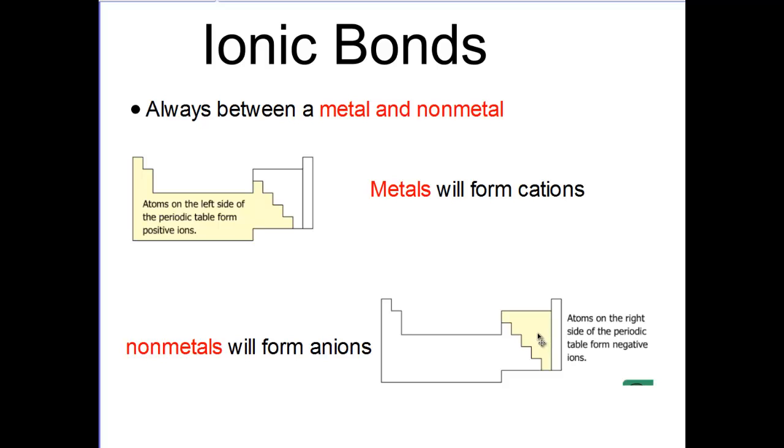Because metals have between 1 and 3 valence electrons, it's much easier for them to lose those 1 to 3 valence electrons than it is for them to gain. So metals will always form a cation, whereas nonmetals are going to have between 5 and 8 valence electrons. So it's much easier for them to gain electrons than it is to lose. So they will always form anions.